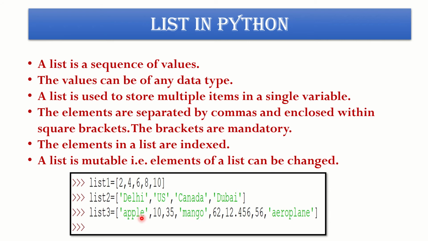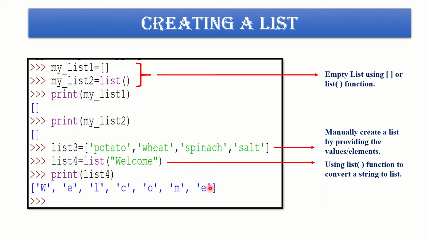These elements or values are indexed. And the biggest and most powerful feature of a list is that it is mutable. That means the elements of a list can be changed.